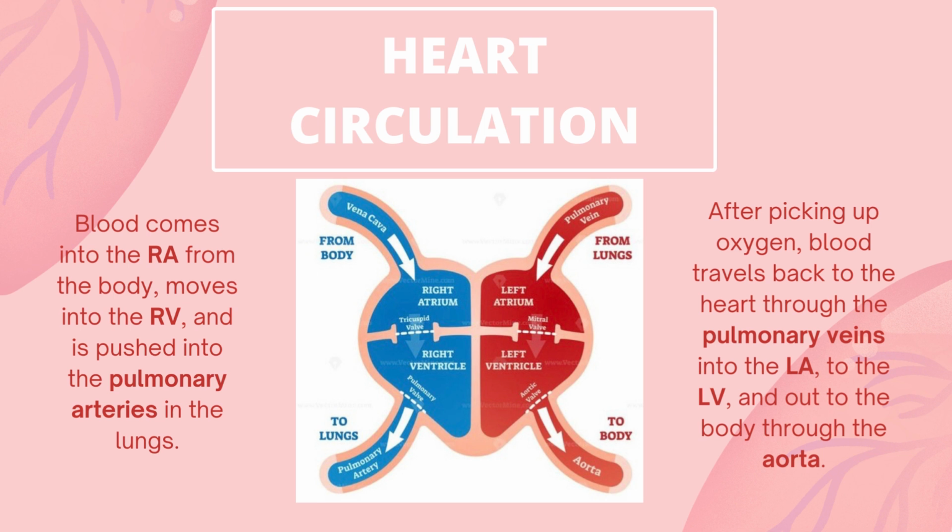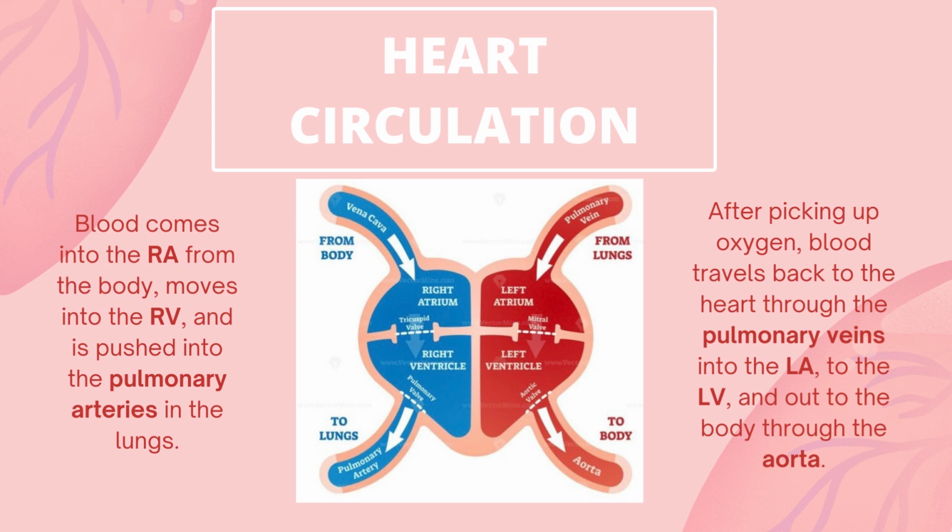So this deoxygenated blood comes from the body. It enters the right atrium through the superior and inferior vena cava. And from the right atrium, it goes through the tricuspid valve, and then it goes to the right ventricle. And then it's being pushed into the pulmonary arteries in the lungs. So why does it have to go to the lungs?